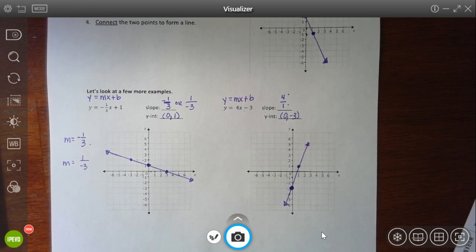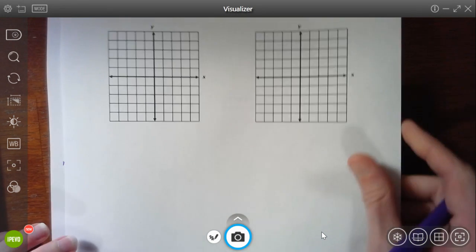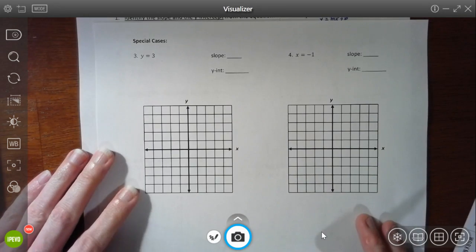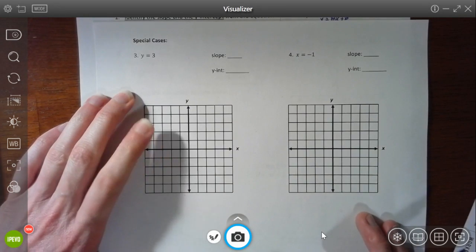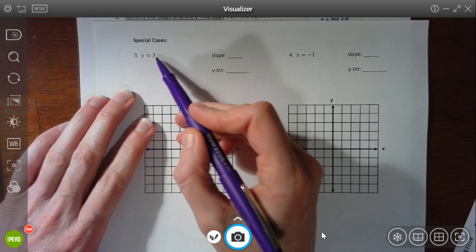Okay. Now there are a few special cases that I want to quickly talk about as we're drawing these lines, because when we talked about graphs of lines, we had positive and negative slopes, but then we also had slopes of 0 and undefined. So I just wanted to give you a quick example of each of those so you can see what that would look like if we ever encountered those types of problems. The first special case we have here is y equals 3.